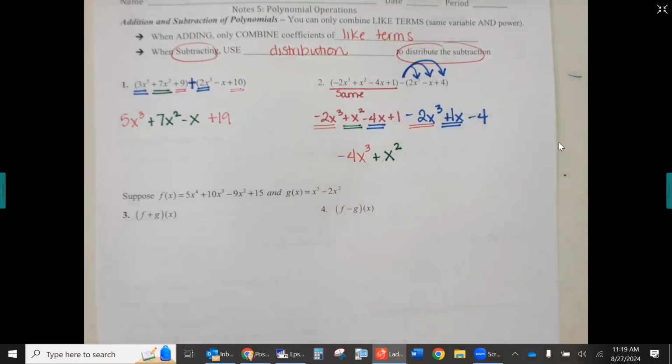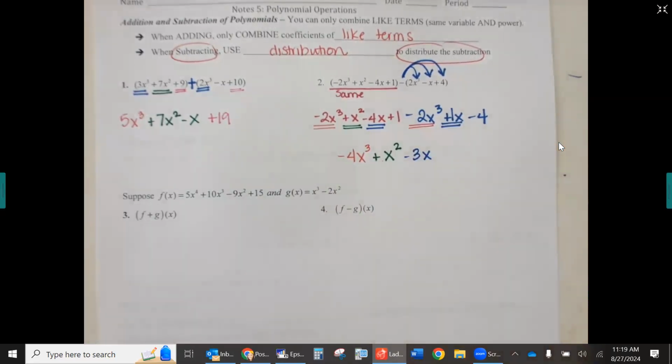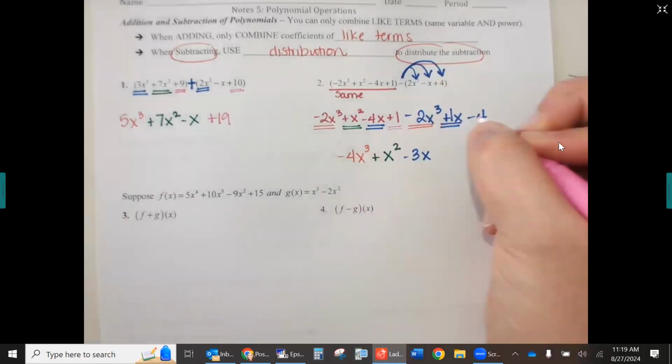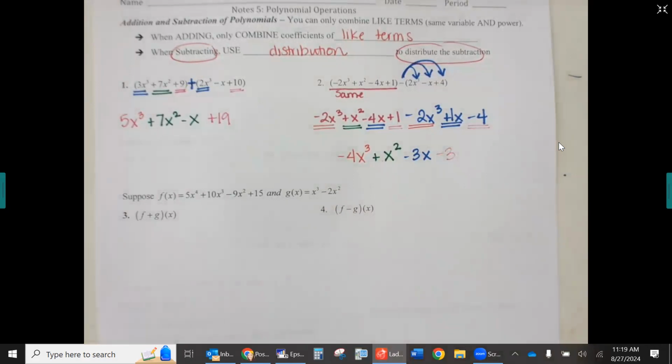1. Okay, so now let's go back to the example. You owe me $4 because it's negative, but then you pay me back 1. Negative 3x. Very good. Okay, and then for the last term here, we have a plus 1 and a minus 4. That would also be minus 3. Okay.